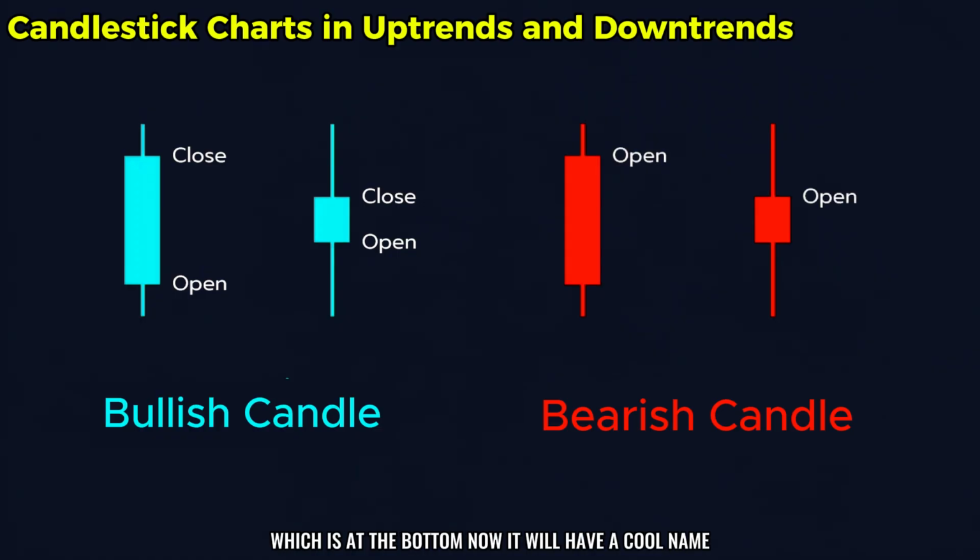Now they also have cool names. The uptrend candle is called a bullish candle. Bullish, or bull, is what we like to call it. As for the downtrend candle, it'll be called bearish, or bear.